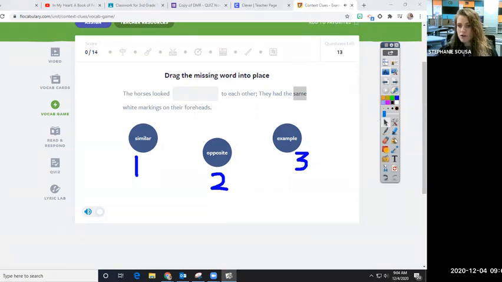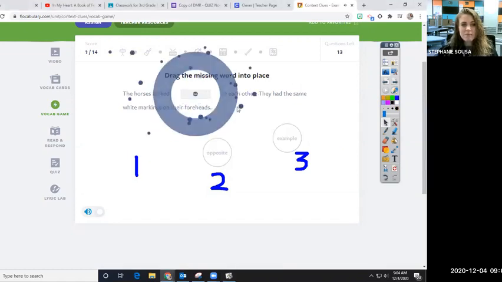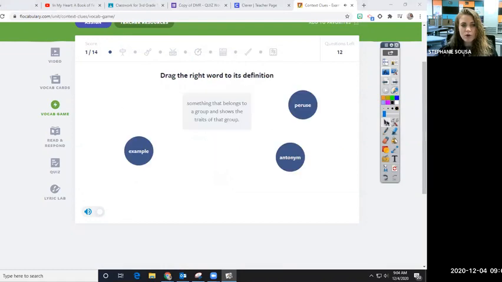Show me with your fingers your votes. All right, I'm seeing a lot of 1s. They looked similar, meaning they had the same markings. Boom, you are correct. All right. Something that belongs to a group and shows the traits of that group. Is that an example, an antonym, or peruse? It belongs to a group. We say, oh, that's like this one. That's like these here. Is that an example, an antonym, or peruse?